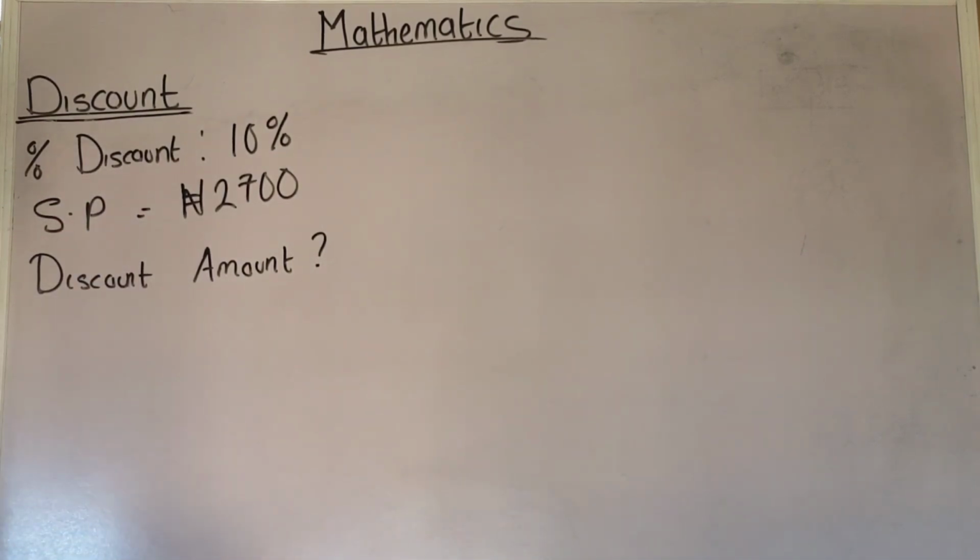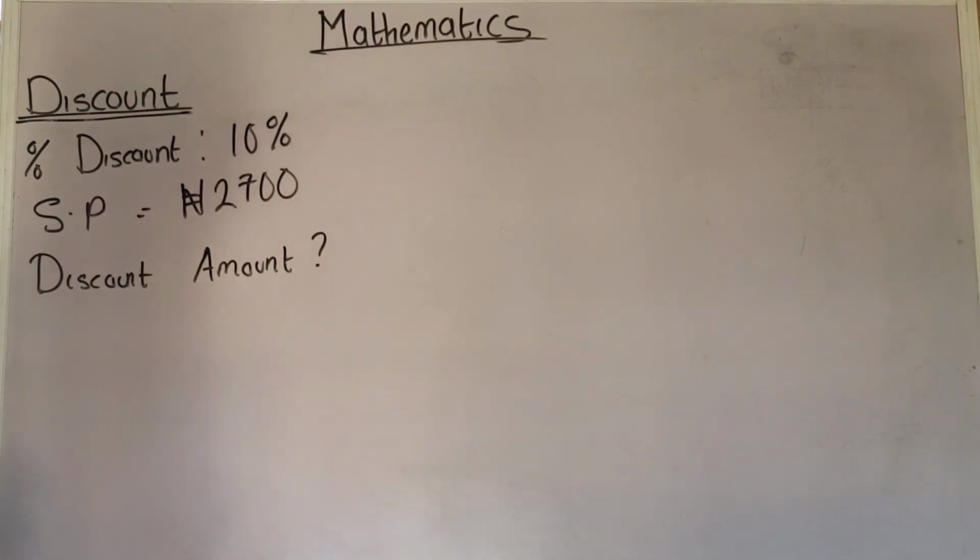Now, how do we determine the mark price? The mark price is the listing price. That is the actual price of the article, the price of the article without discount. Okay? So now, how do we determine the mark price? Please pay attention, since discount is always expressed in terms of the mark price.